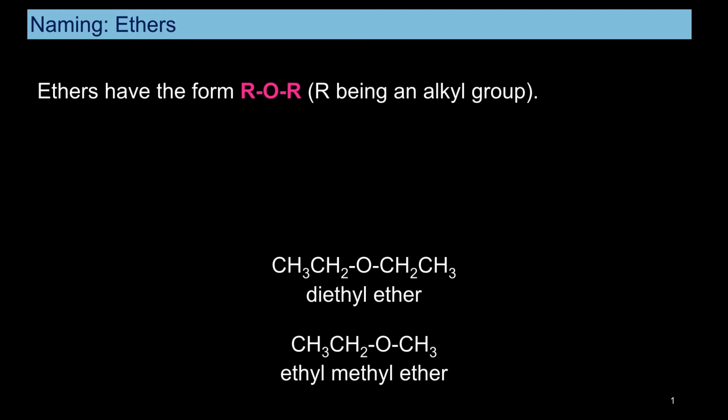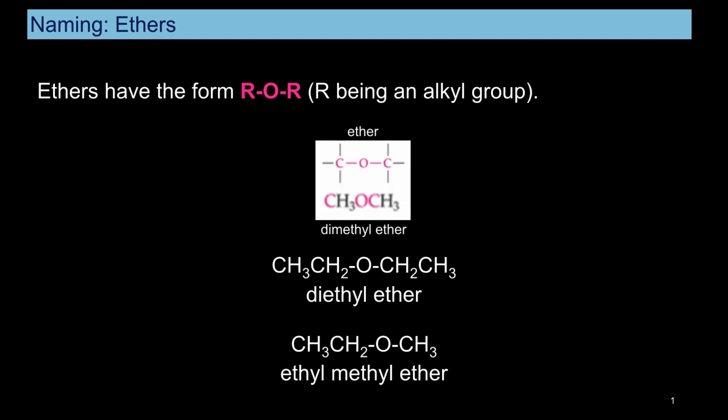Ethers occur when an oxygen is embedded within the interior of a carbon chain. The name comes from the 2 carbonyl groups coming off of that oxygen. The first example has a methyl group on both sides of the oxygen. It is called dimethyl ether.